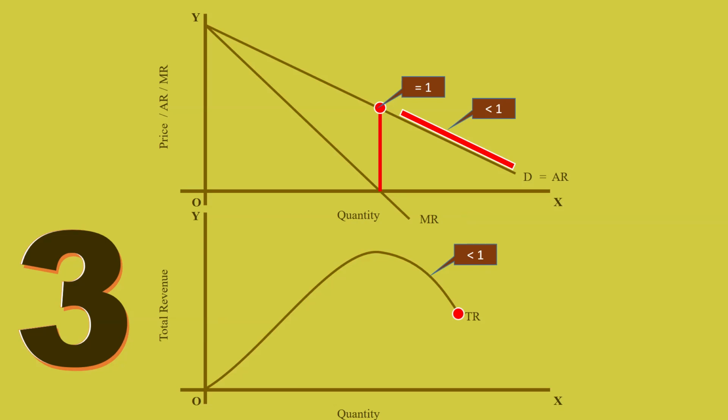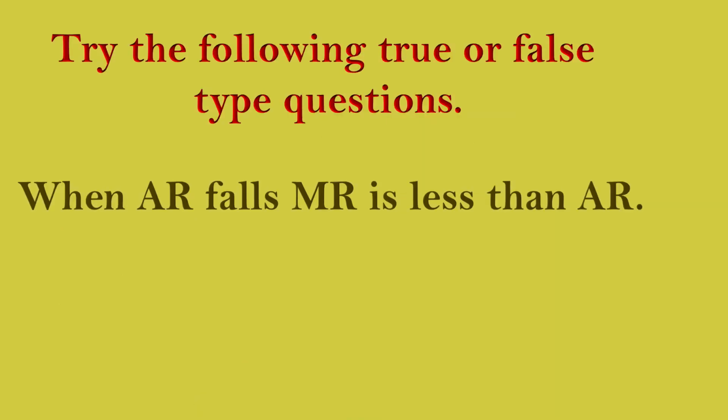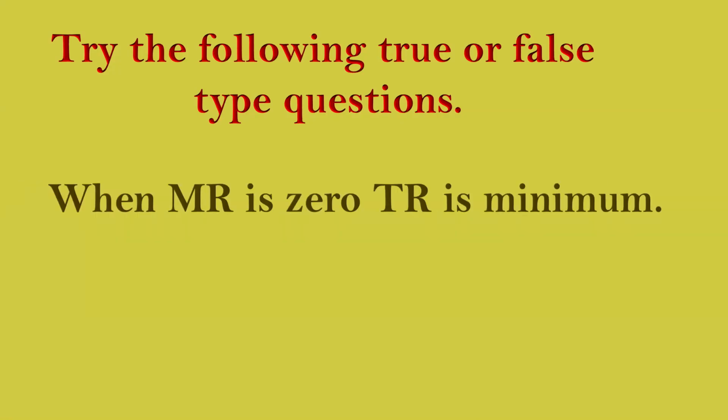Before we conclude, try the following true or false type questions. When average revenue falls, marginal revenue is less than average revenue. If your answer is true, you are right. When marginal revenue is zero, total revenue is minimum. If your answer is false, you are correct.